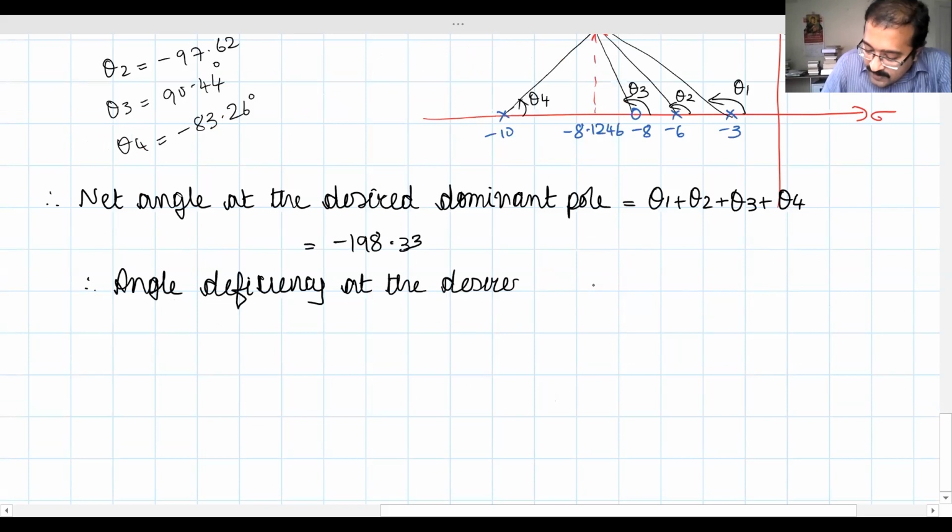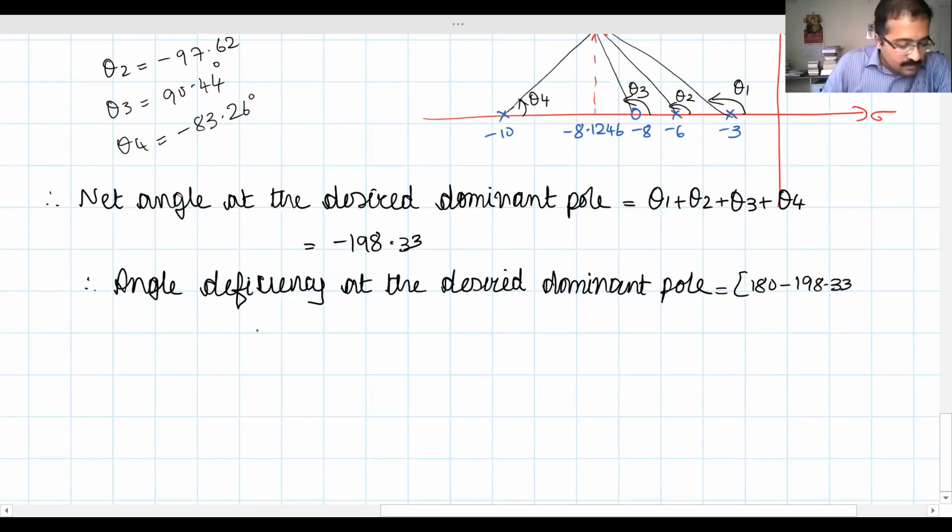The desired dominant pole. So how much is the angle deficiency? How can you find that? 180 minus this thing, which is 180 minus 198.33. That is minus 18.33. So the angle deficiency is plus 18.33, because that minus 18.33 has to be cancelled by the plus 18.33. So the angle deficiency is plus 18.33 degrees.